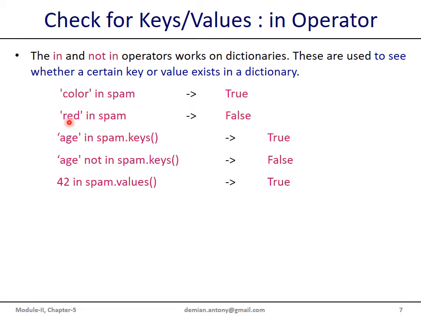It returns false because we don't have a key called red. And let us see whether the key age is in spam by applying the keys method. This will return a list-like structure, and we can apply the in operator on a list-like structure. It returns true as age is a key. And let us apply the not in operator. Definitely this will return false.